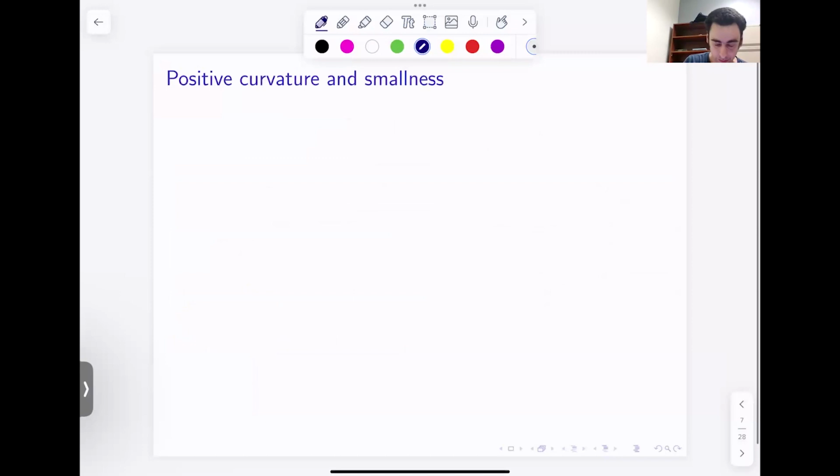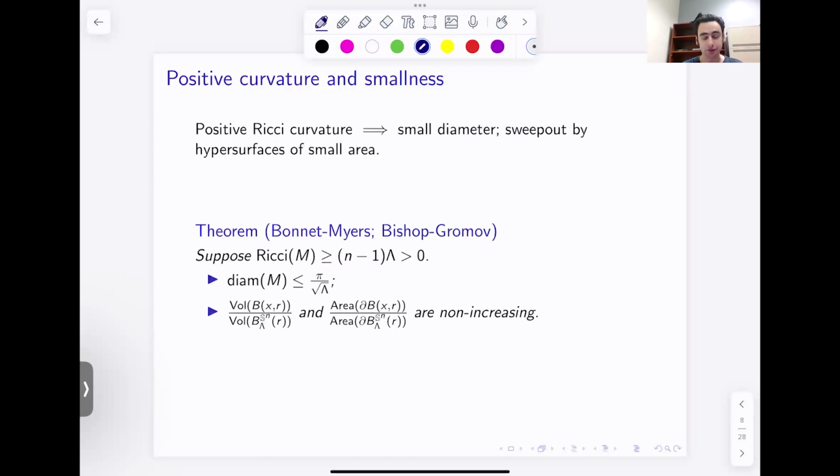So this is the notion of smallness. Our intuition is that if you have positive curvature, then the manifold should be small in some sense. For positive Ricci curvature, that means we have small diameter by Bonnet-Myers' theorem, and also that if you pick a point and consider balls of radius r around that point, then their volumes and their boundary areas will be smaller than the corresponding volumes and boundary areas in the round sphere with the same curvature bound.